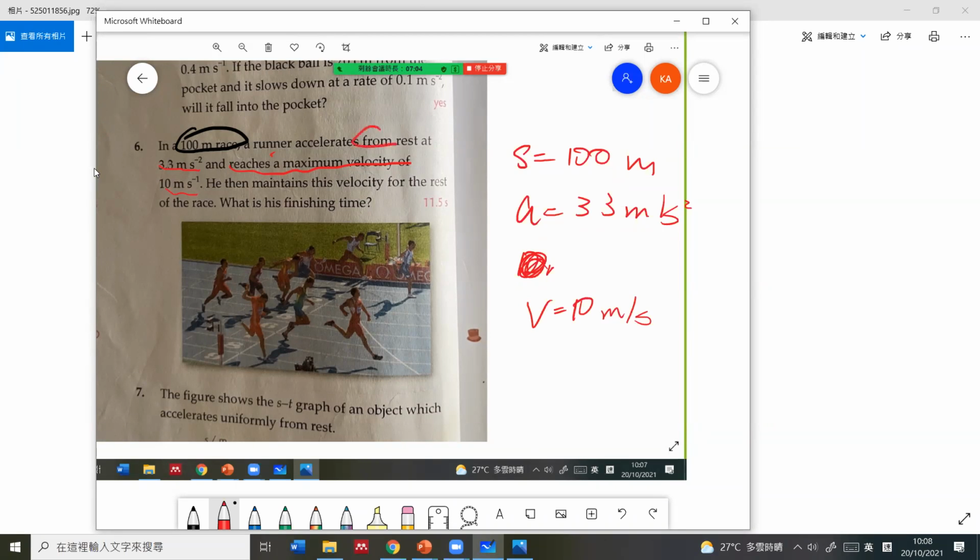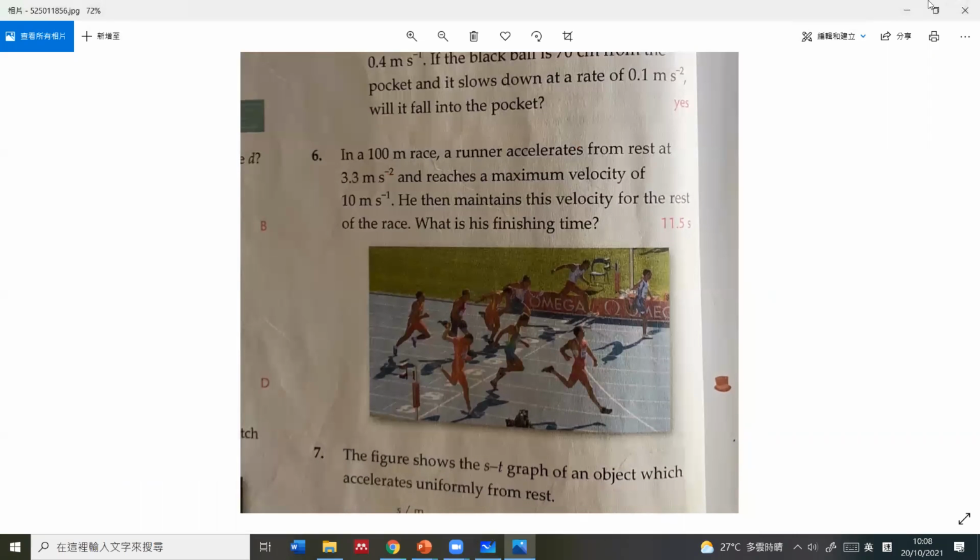It accelerates from rest, which means its initial velocity is 0. Then he maintains the velocity of 10 meters per second for the rest of the race. So what is his finishing time?